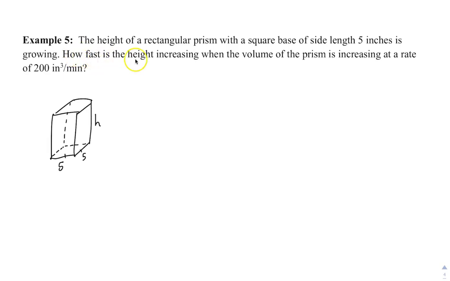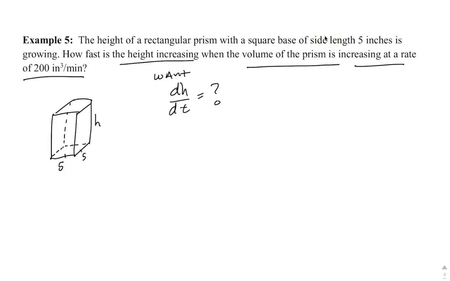Look at the question. How fast is the height increasing? So my want is the rate at which the height is increasing. That's going to be dh/dt. Notice it's height increasing, so dh/dt, not just h. When the volume of the prism is increasing at a rate of 200 inches cubed per minute, we're talking about the volume of a prism, and it's increasing. So again, the rate of the volume: that's dV/dt, the given.